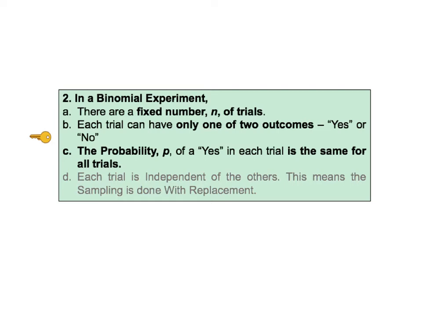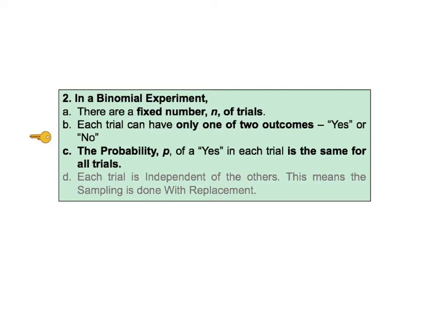Key to understanding number 2. In a binomial experiment, also known as a Bernoulli experiment, there are A, a fixed number n of trials. A coin flip would be an example of a trial. B, each trial can have only one of two outcomes. In my book, the two outcomes are called yes and no. Most others call the outcomes success or failure, but that can be confusing when the thing being counted is bad, like a defect. A defect would then be called a success.